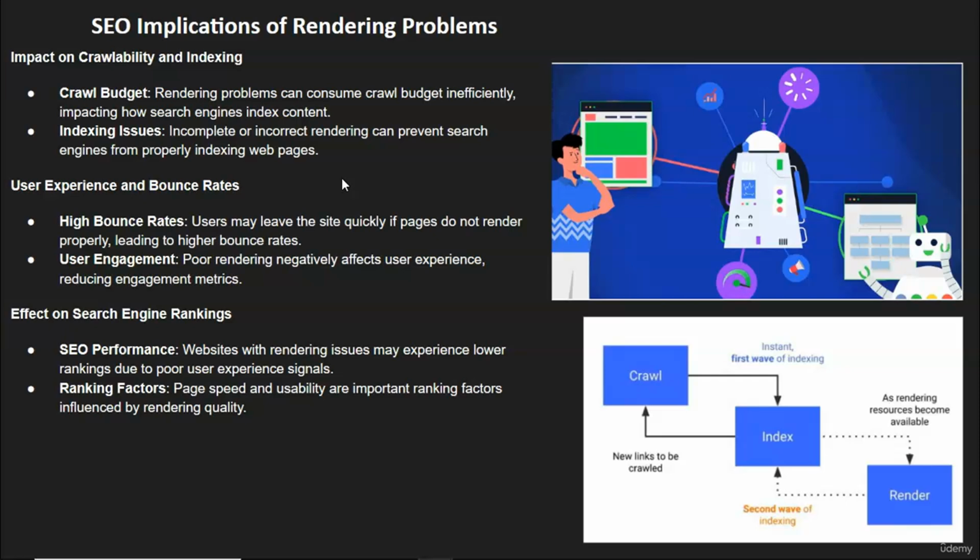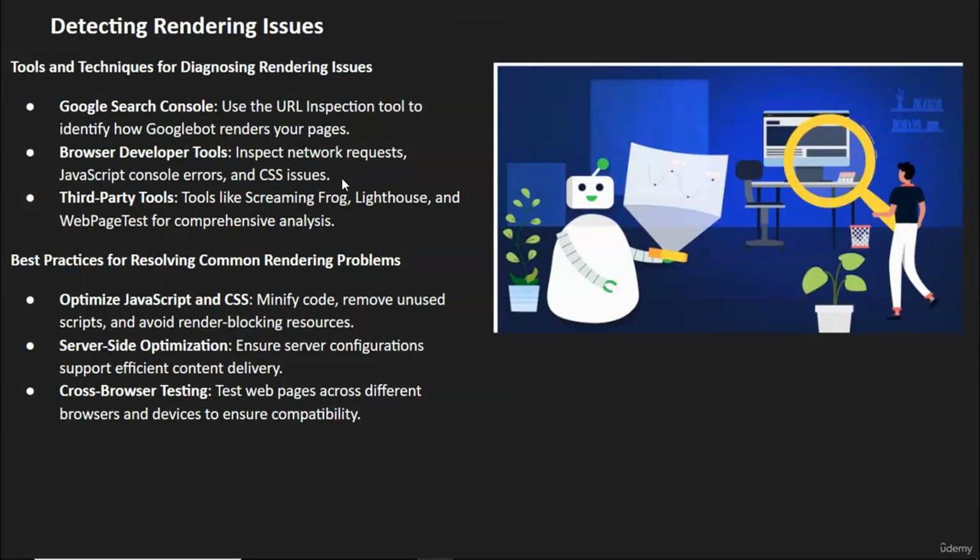Rendering issues, especially when they occur within the browser, also lead to higher bounce rates and poor user engagement, and as we all know, that leads to lower rankings and poorer general site visibility. So how do we then detect rendering issues, since we know the kind of impact they can have on SEO? The first instrument for rendering issue detection is Google Search Console or Google Webmaster Tools.